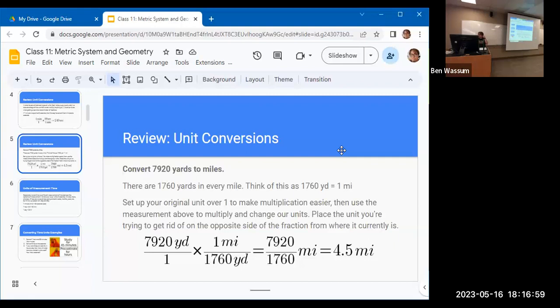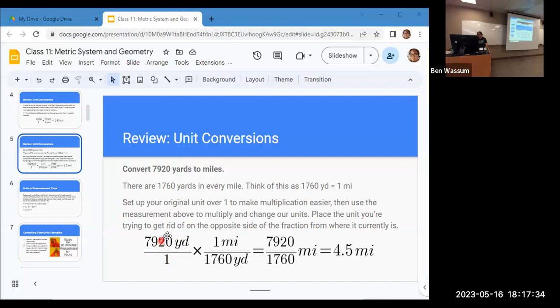Here's another example. It took me a while to actually type this thing out, make an image, and spit it out, so I didn't make another one for the review. Same one as last time. So this one in particular says convert 7,920 yards into miles. Nice enough, the problem actually gives us a conversion factor. There are 1,760 yards in every mile. So we can write this out quite nicely as a little conversion factor.